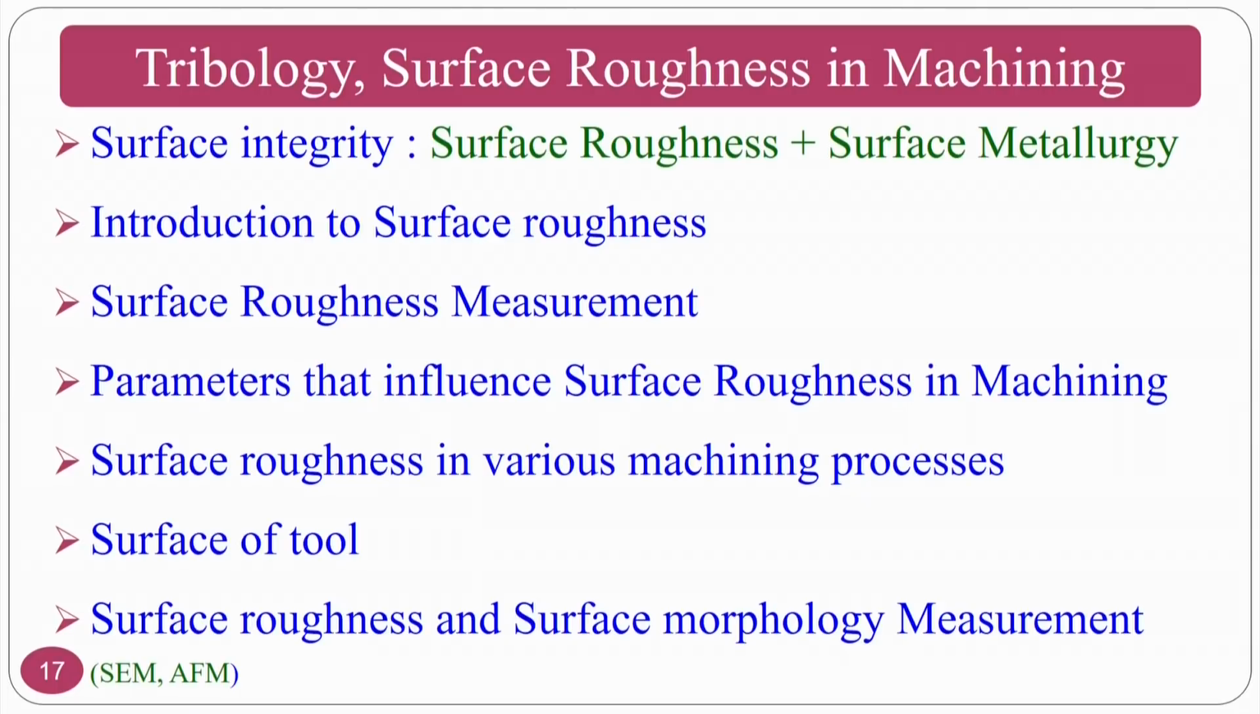Okay, what we will look at is surface roughness and surface metallurgy. Because we are dealing with only mechanical aspects, we deal mostly with surface roughness. However, I just gave you a glimpse of the requirement of surface metallurgy. We will see an introduction to surface roughness, followed by surface roughness measurement, practical parameters that affect the surface roughness in machining, and the surface roughness in various machining operations. Surface roughness on the tool, how it will affect surface roughness on the workpiece, and all those things. Till the tool we may see today.